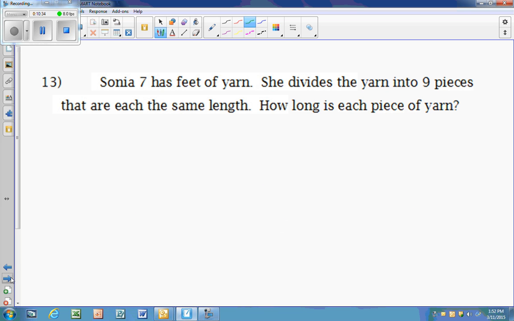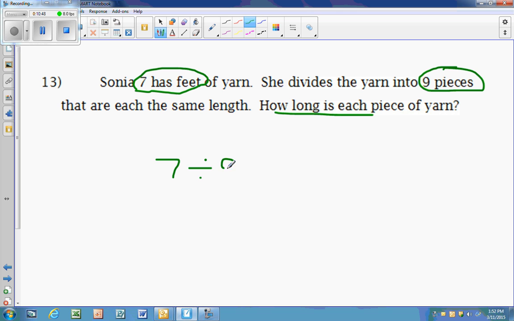Next, we're talking about Sonia. She has 7 feet of yarn, and she wants to put it into 9 pieces. How long is each piece? Well, she has 7 feet of yarn, and she wants to divide the 7 feet by 9 pieces. Very simply, 7 divided by 9. We had learned how to answer those that way.